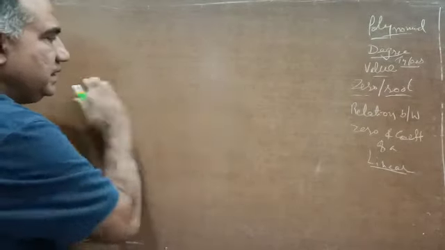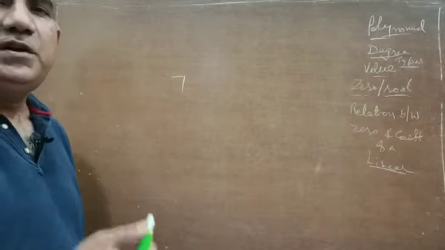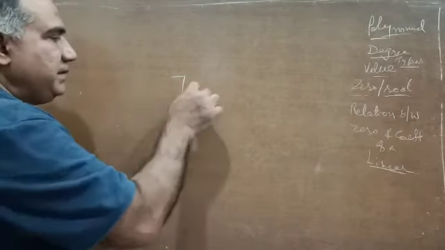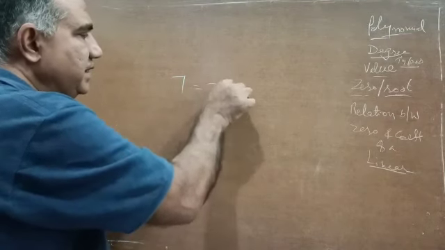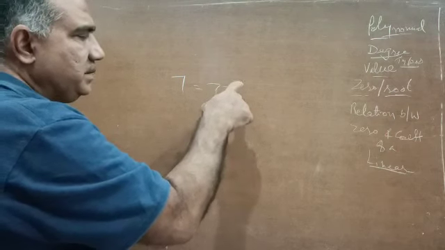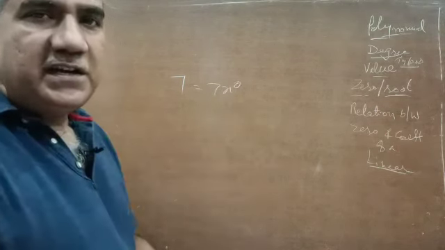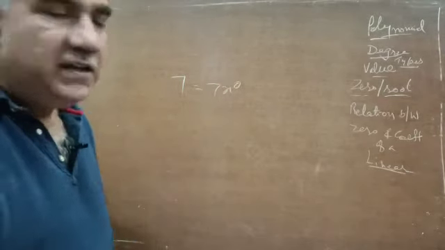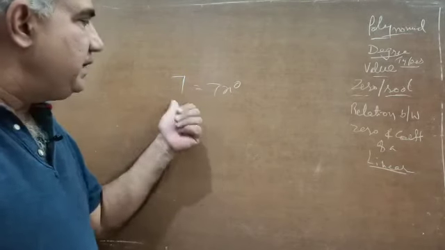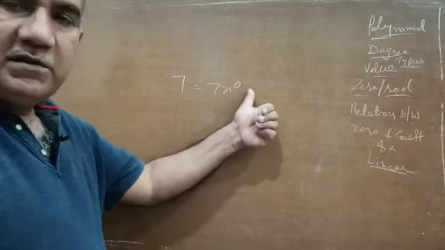But a question will arise: can 7 be a polynomial? Undoubtedly 7 is a polynomial, and this is a constant polynomial. 7 can be written as 7 into x raised to power 0. Here the power is non-negative, non-fractional. 0 is neither negative nor a fraction. So this is called a constant polynomial. 7 can definitely be written as 7 into x raised to power 0.